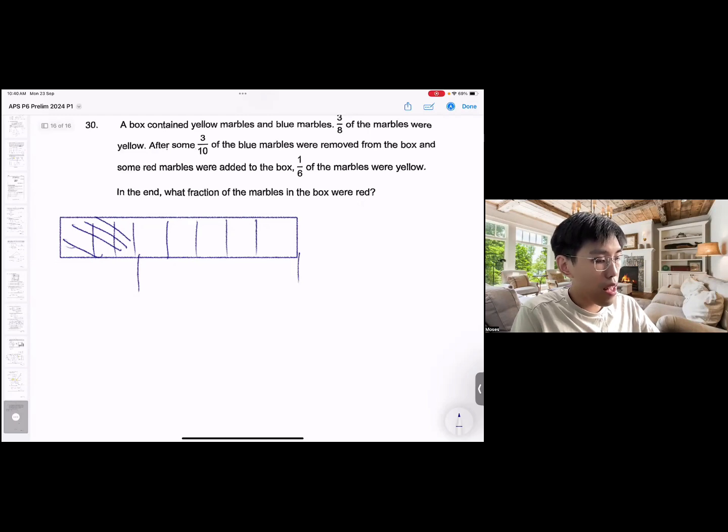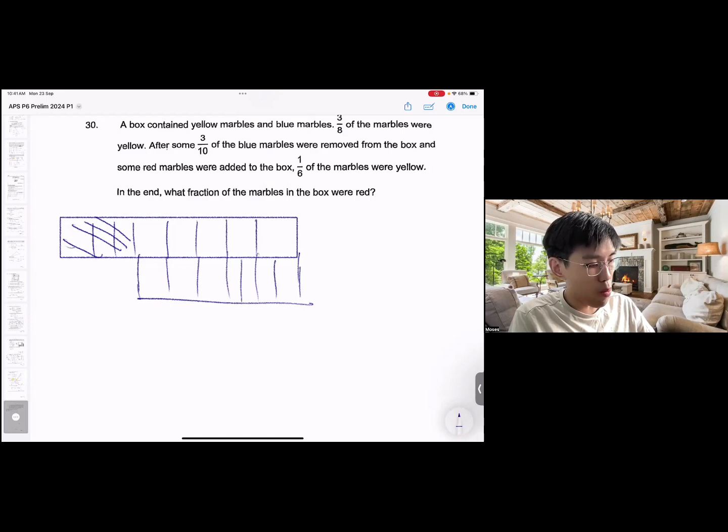So what happens is that 3/10 of the blue are removed. Okay. Are removed. So 1, 2, 3, 4. Here I'm left with 5 units. So can just nicely divide them to both.